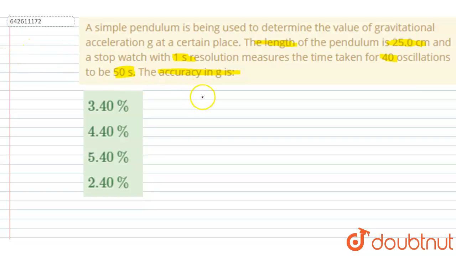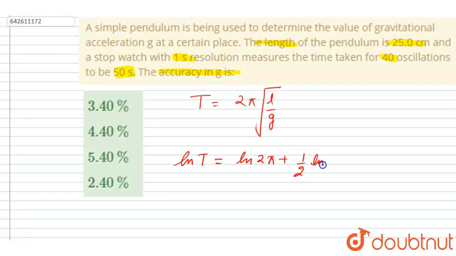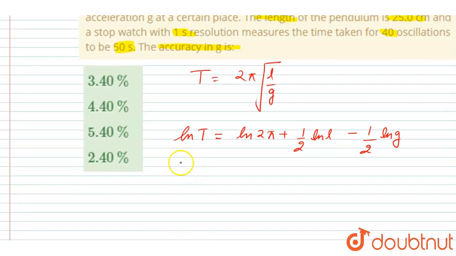If you see the formula for the time period, it is T equals 2 pi under root L by g. Take log on both sides, then I will get ln T equals ln 2 pi plus half ln L minus half ln g. If I differentiate both sides, then I will get the fractional change in time period is related to the fractional change in length and g as this, with a minus.